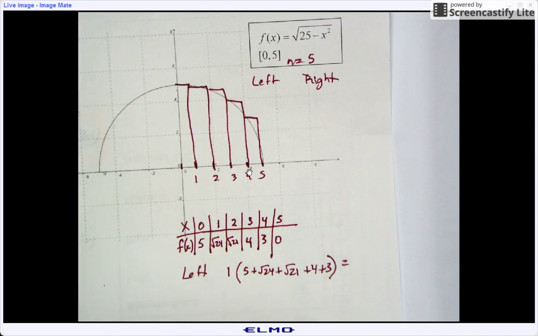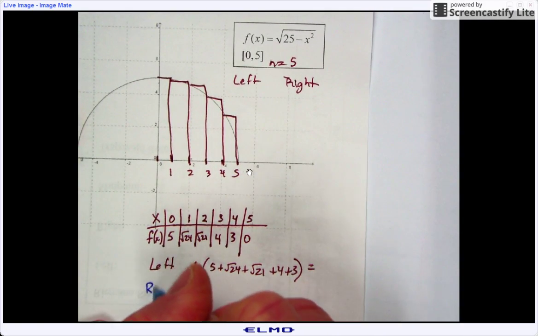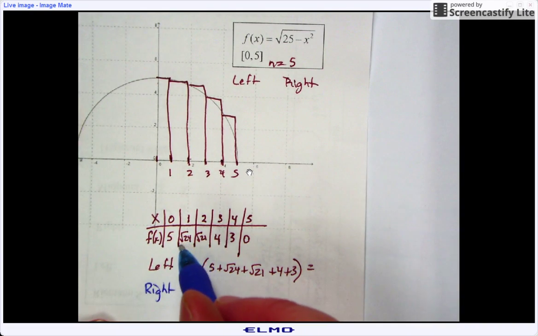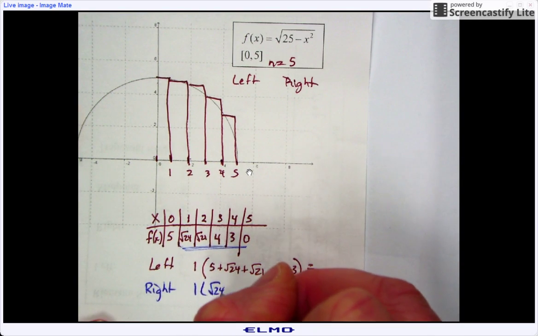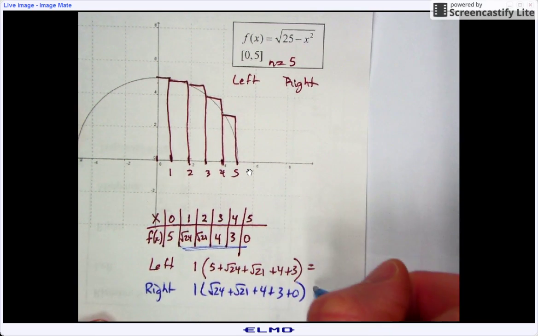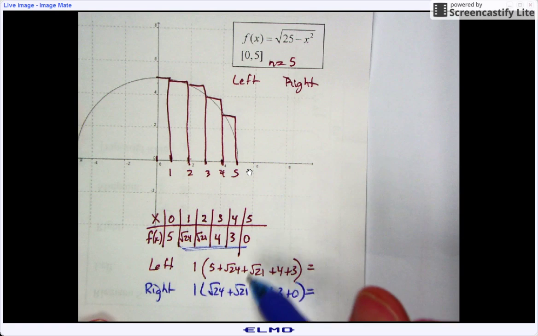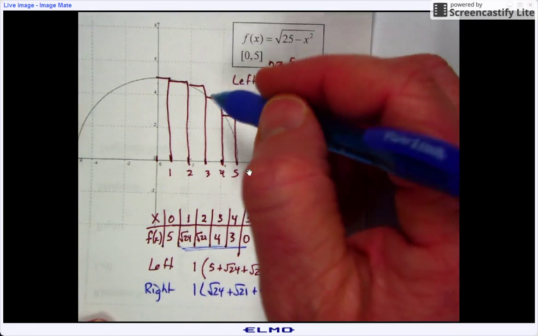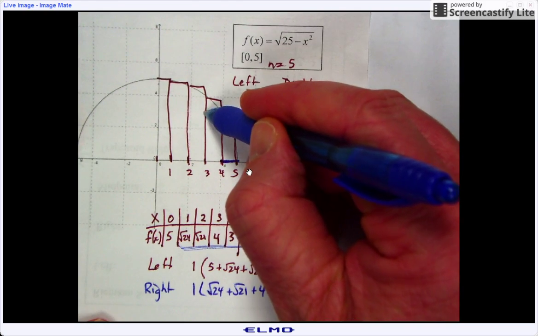And then if we switch to do the right Riemann sum, again, the only thing that changes would be to take the 5 on the right and use those. Same width. So radical 24 plus radical 21 plus 4 plus 3 plus 0. So this area is going to be smaller, because we traded a 5 for a 0. Again, that's because our first rectangle was on the x-axis, and then we went over and down from there.